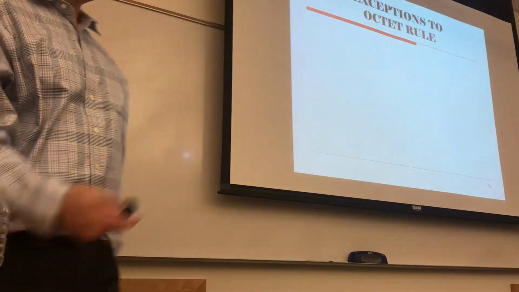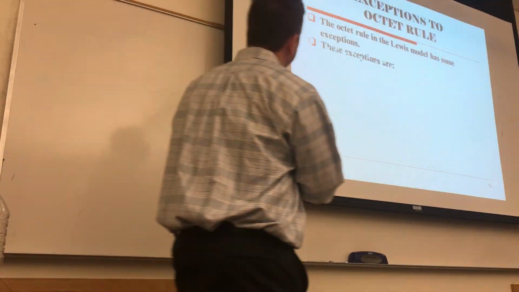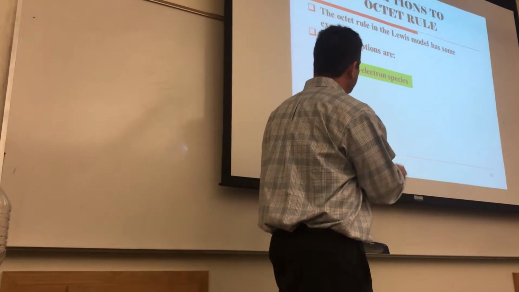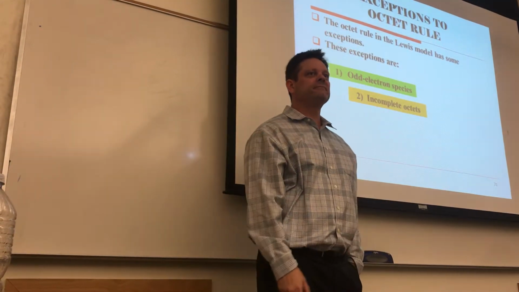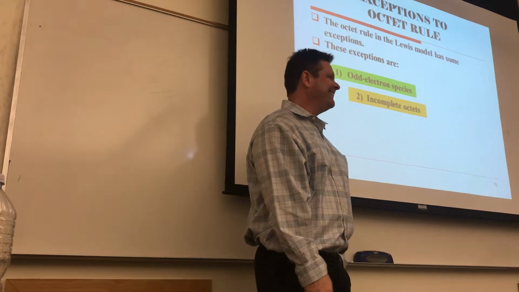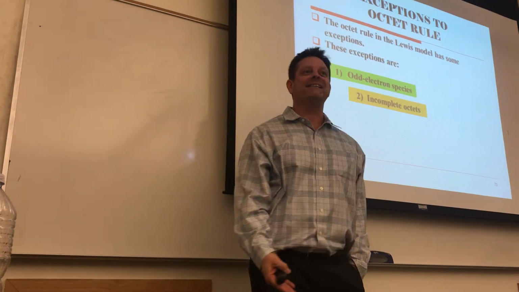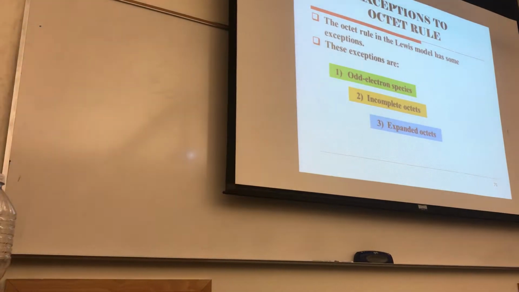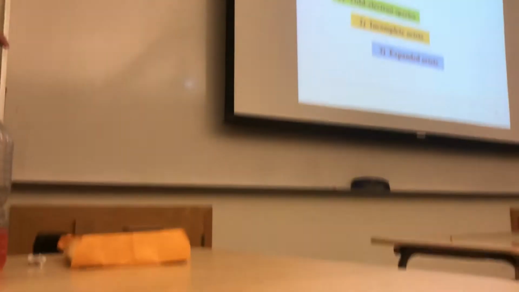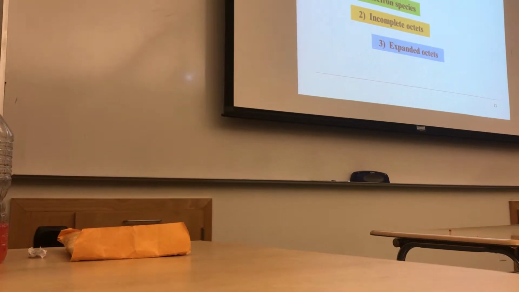Okay, so exceptions to the octet rule. We're going to look at odd electron species. What are those called? Free radicals, right? Yes. Incomplete octets and expanded octets. And once again, these two will primarily focus around the center atom, because that's where it matters.